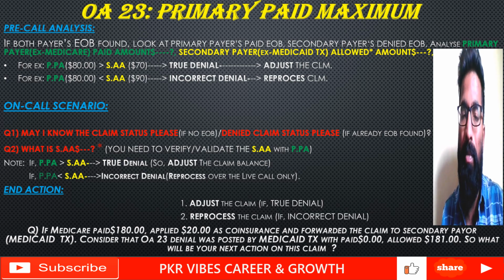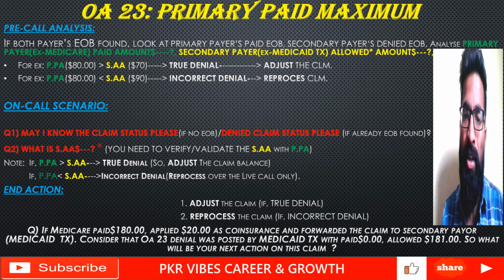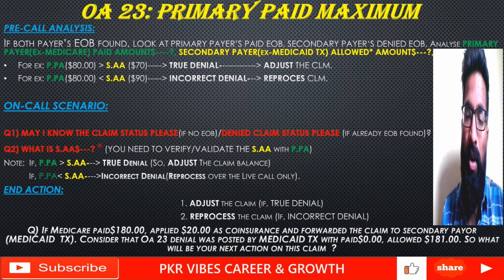By validating the amounts, you can understand that this is an incorrect denial, so you have to call the insurance. In the pre-call analysis, once you understand that this is an incorrect denial, you have to call the insurance and probe the same thing: the primary paid is only $80, you allowed $90, and we incorrectly got the denial as OA23. Could you please reprocess the claim? You should give a sentence like this: could you please reprocess the claim, because these are the amounts we got? They will definitely reprocess the claim if the denial is incorrect.